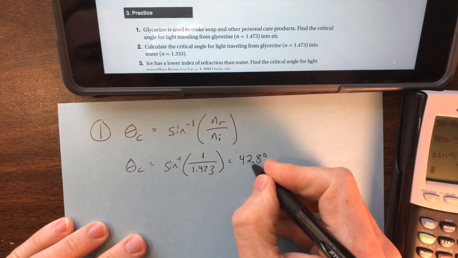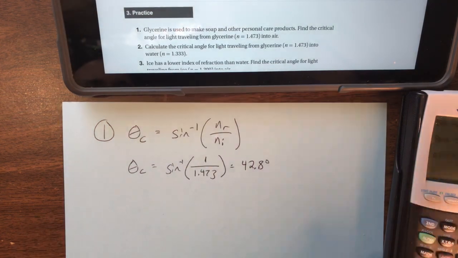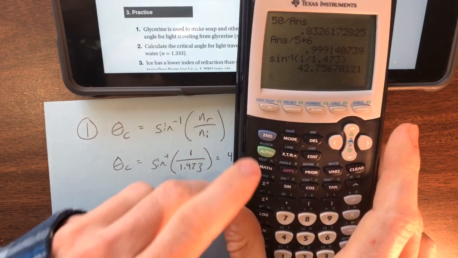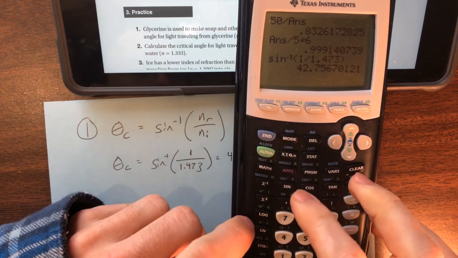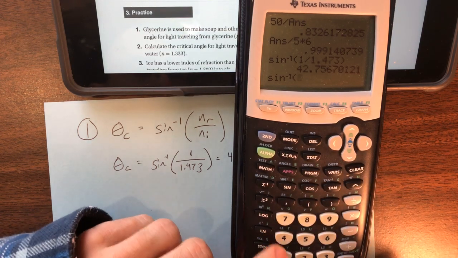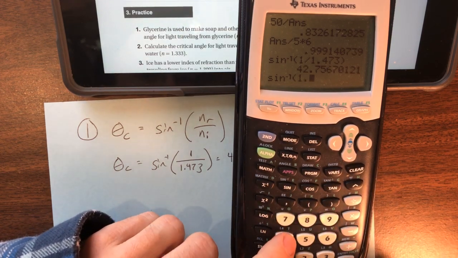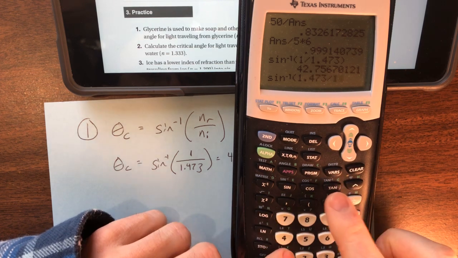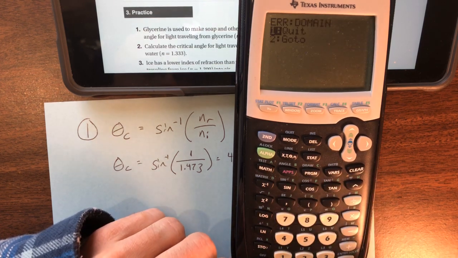42.8 degrees. Now notice, let's just for fun see what happens if we switch them. Right? Let me just show you guys. So if you switch them and put 1.473 divided by 1, what you're going to get is an error.